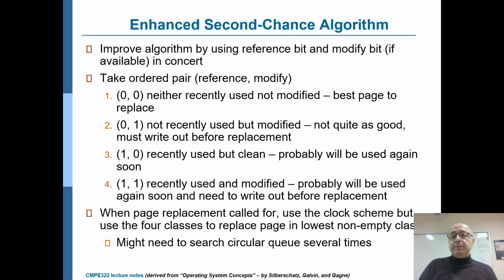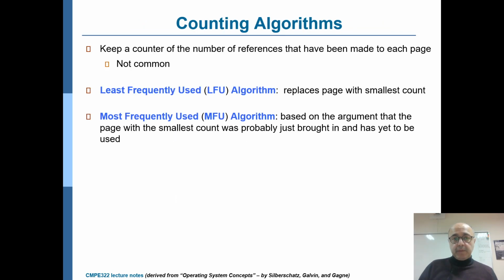So when the page replacement algorithm is called, it would be picking a page from these classes, first trying to find some page in the first class, if not second, not third, finally the fourth. And this would be done typically in a circular queue, and to find one you might need to go over that circular queue several times.